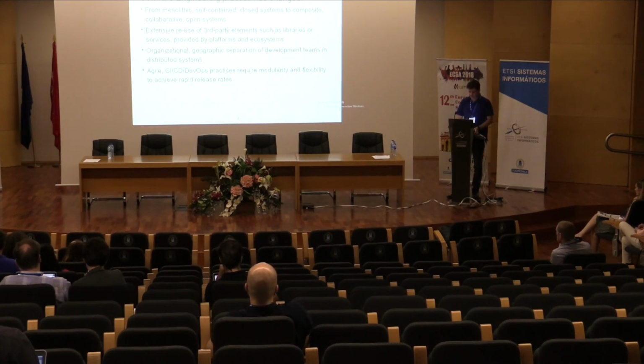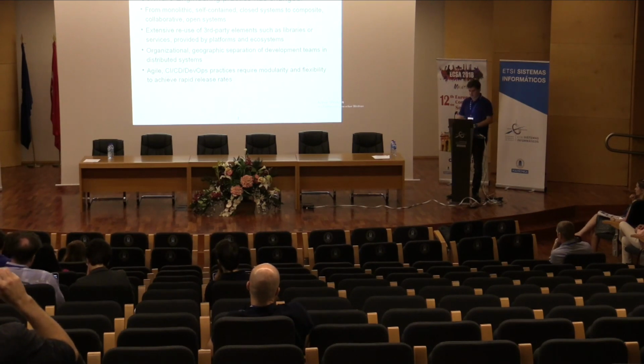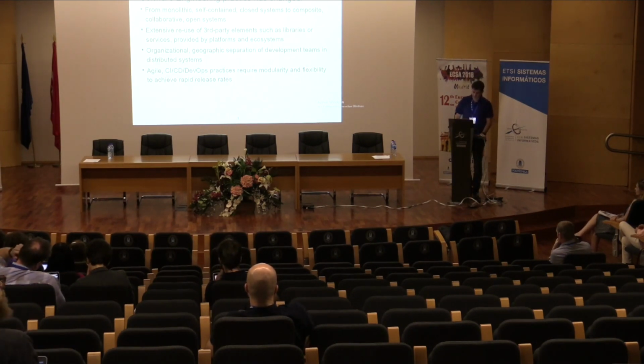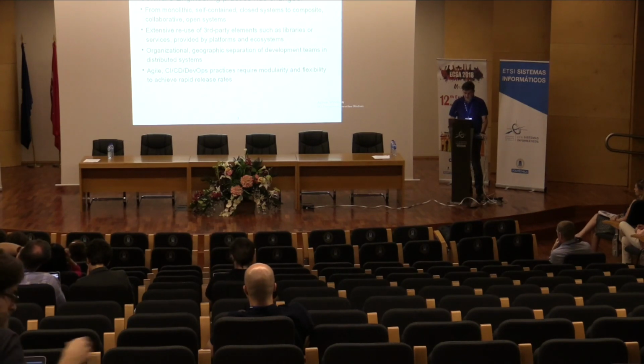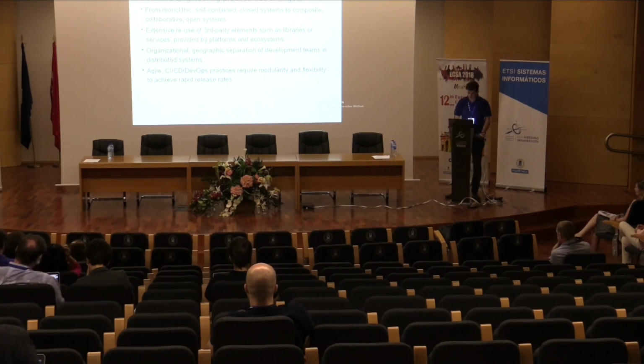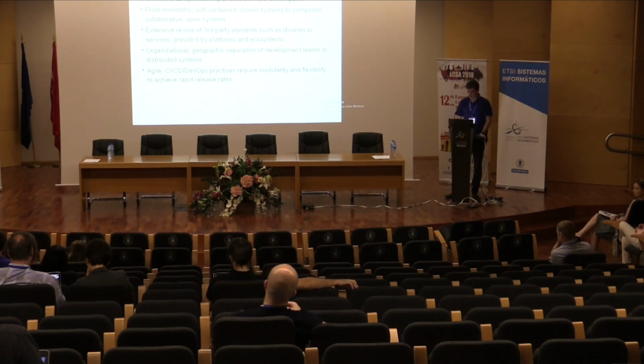We all know that software engineering practice has undergone a very large shift over the last years from monolithic, self-contained and closed systems that are developed within a single organization. We have moved to composite and collaborative systems, where extensive reuse of third-party elements such as libraries or services is being made, which are provided by platforms and various ecosystems. These elements are reused in whole as black boxes, sometimes proprietary, where we cannot really analyze them for architectural properties, and we must sort of take at face value what they offer us and how they can be included in our system.